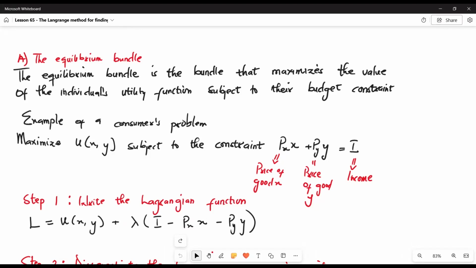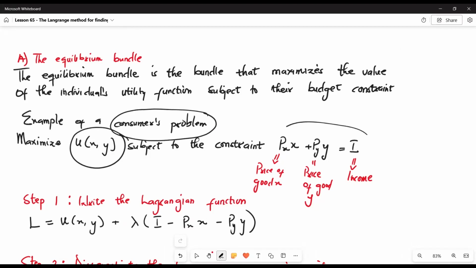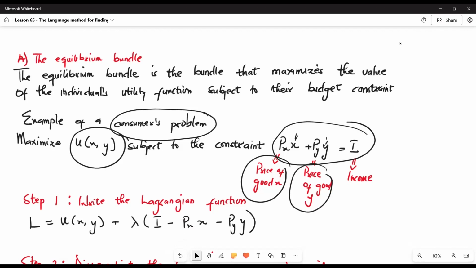So the equilibrium bundle is the bundle that maximizes the value of the individual's utility function. Now, a typical example of a consumer's problem is to maximize their utility subject to their budget constraint. And this budget constraint is represented as the price of good X multiplied by X, which is the quantity of X that is consumed, and the price of good Y multiplied by Y, which is the quantity of Y that is consumed. And this expenditure on good X plus expenditure on good Y should be equal to income, which is represented by I in this case.